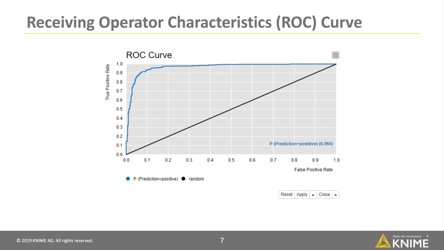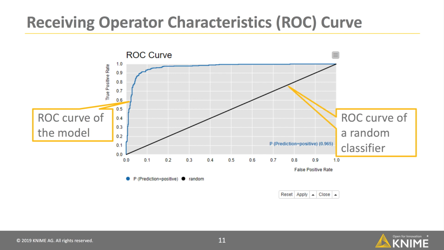Here you see the ROC curve. On the x-axis, you see the false positive rate, and on the y-axis, the true positive rate. This blue line is the ROC curve of the model we have trained. This black line is the ROC curve of a random classifier. So how are all these different values of the false positive rate and the true positive rate calculated?